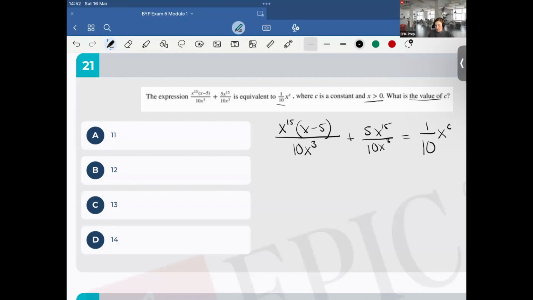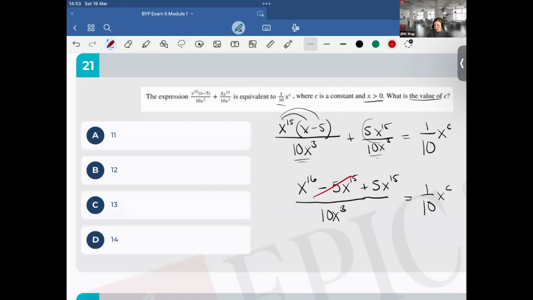Okay, so first, it's nice that they have the same denominator. I'm going to distribute the x here, so that'd be x to the 16th minus 5x to the 15th over 10x cubed. Since they have the same denominator, I'm just going to put it all over 1. So that would be plus 5x to the 15th equals 1 over 10x to the c. I can see these cancel out nicely. And I'd be left with x to the 16th over 10x cubed equals 1 over 10x to the c.